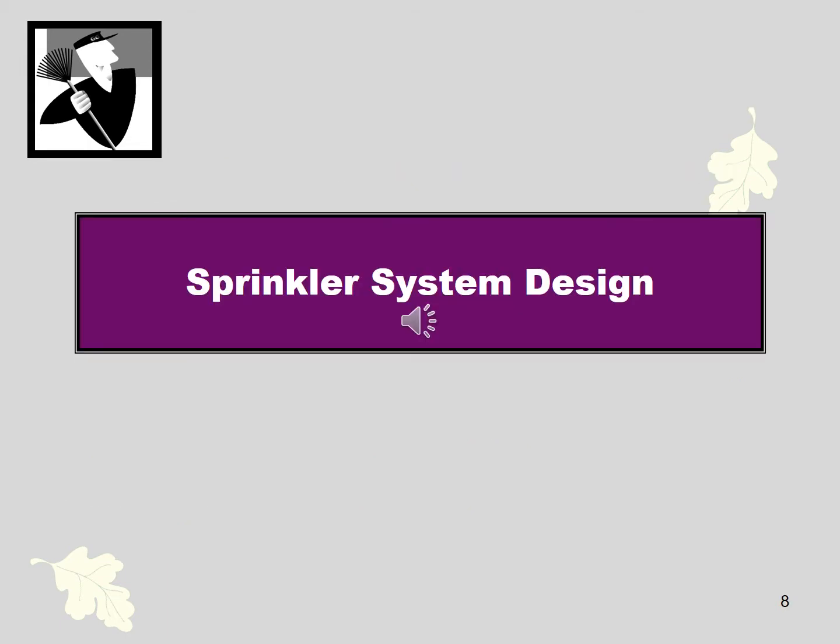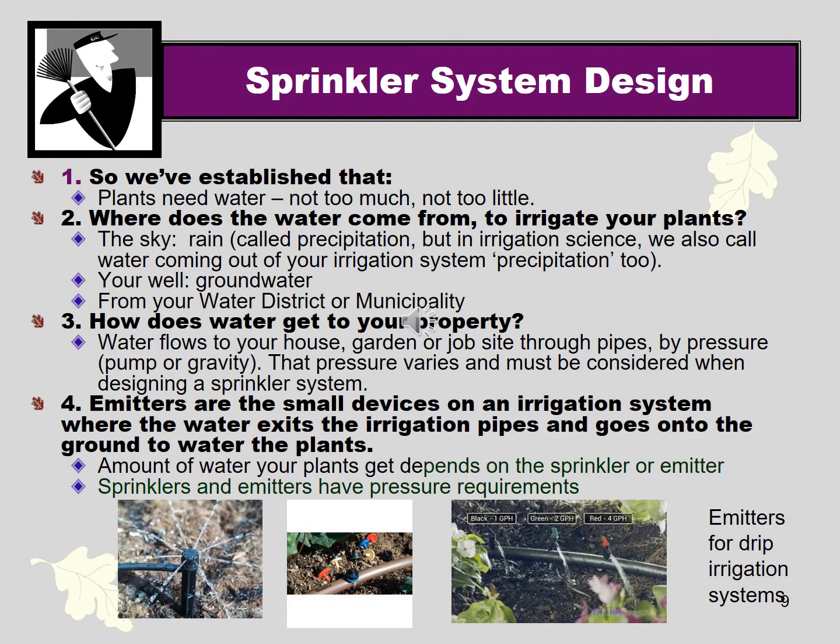Let's talk about sprinkler system design now. So we've said plants need water, but not too much or not too little. Where does the water come from? To irrigate your plants, it can come from precipitation from the sky, from rain, but it also can come through precipitation from your irrigation system. It can come from your well that you have drilled on your property, or from your water district or municipality.